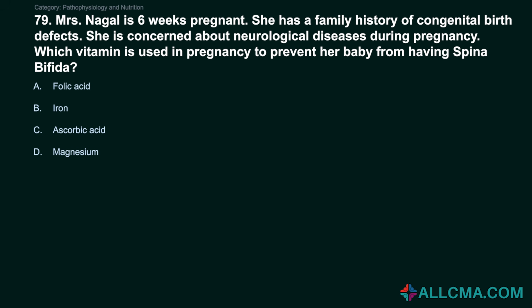79. Mrs. Nagel is 6 weeks pregnant. She has a family history of congenital birth defects. She is concerned about neurological diseases during pregnancy. Which vitamin is used in pregnancy to prevent her baby from having spina bifida? A. Folic acid. B. Iron. C. Ascorbic acid. D. Magnesium. Correct answer, folic acid.